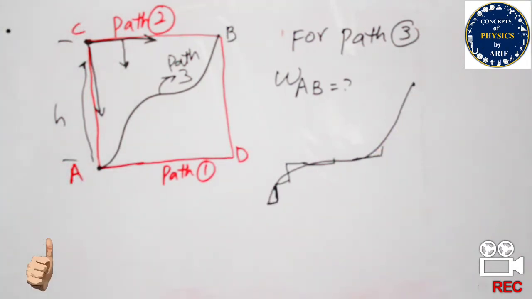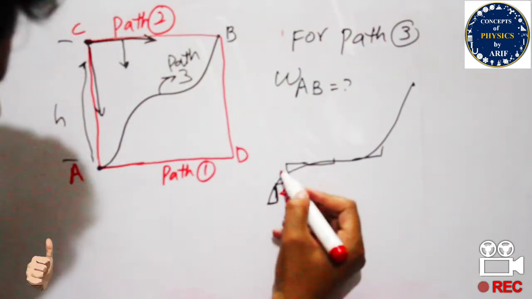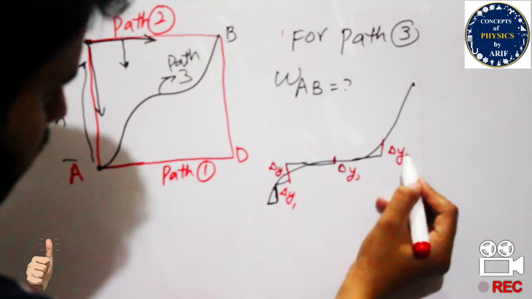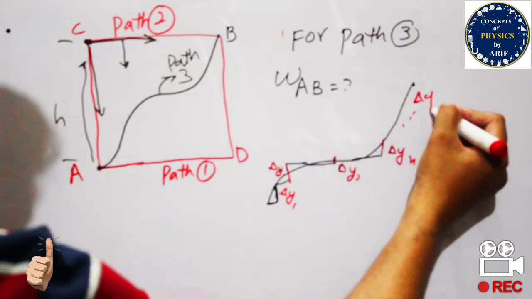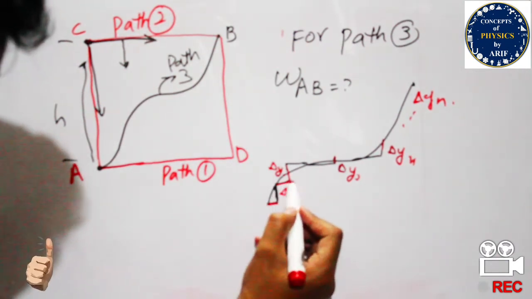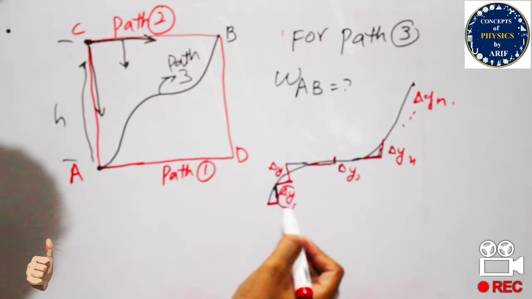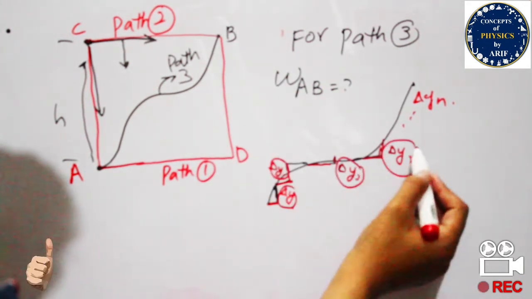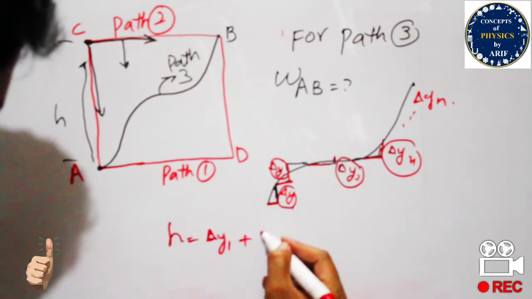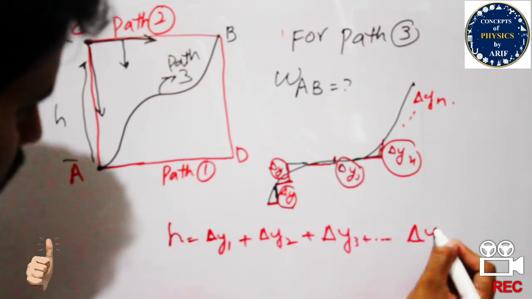So first of all, we will assume that this vertical portion is delta y1, this portion is delta y2, this vertical portion is delta y3, this portion delta y4, and so on up to delta yn. As previously mentioned, the work done in a horizontal direction is always zero, because it is perpendicular to the force of gravity. So the only work done is related to delta y1, delta y2, delta y3, delta y4. The total height will be the sum of all the small intervals, delta y1 plus delta y2 plus delta y3 and so on up to delta yn.